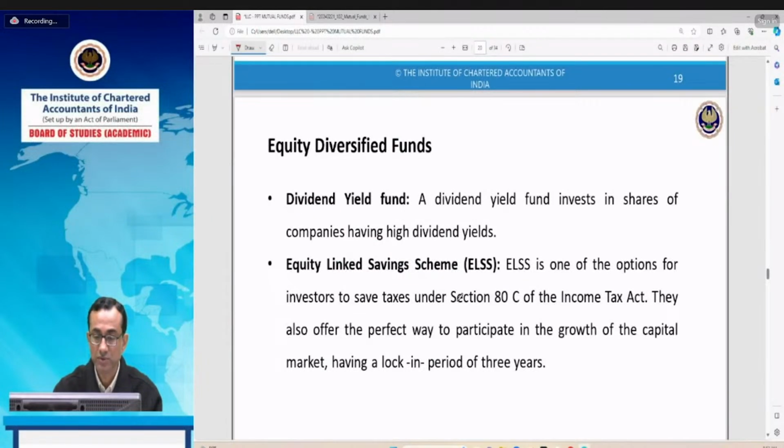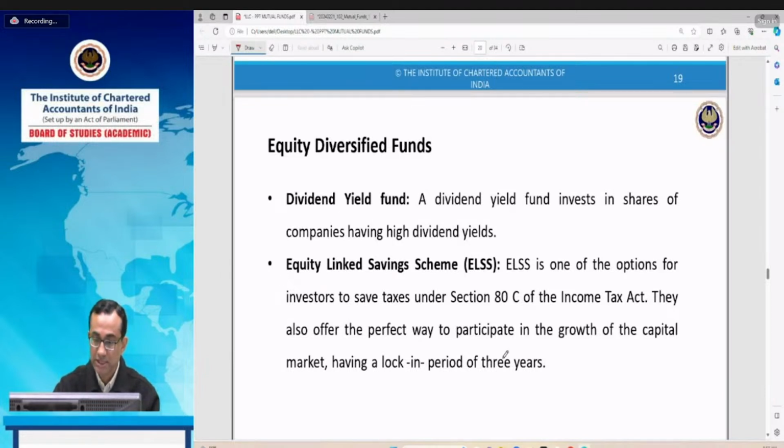Now come to equity diversified funds, dividend yield funds. Dividend yield funds invest in shares of companies having high dividend yields. So basically, as the name suggests, it invests in those companies which generally pay high dividends. So it is more suitable for the investor who wants to play safe or who wants to take less risk.